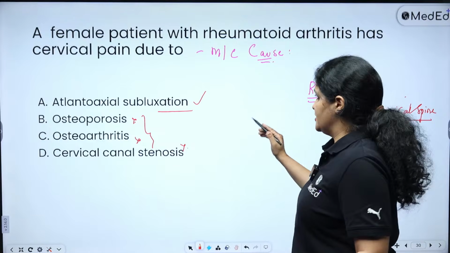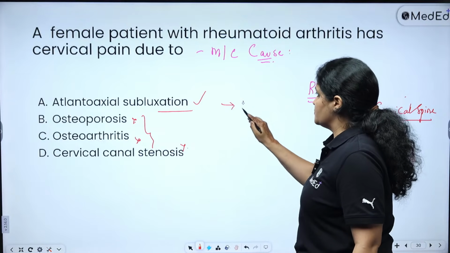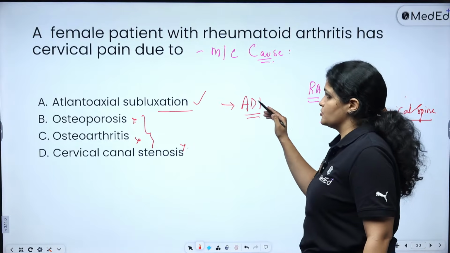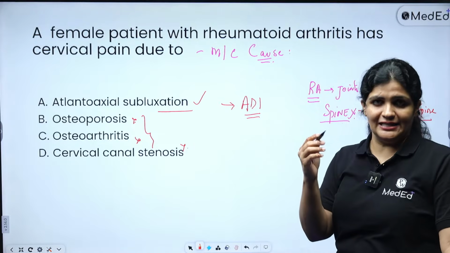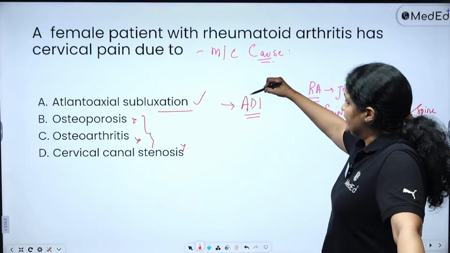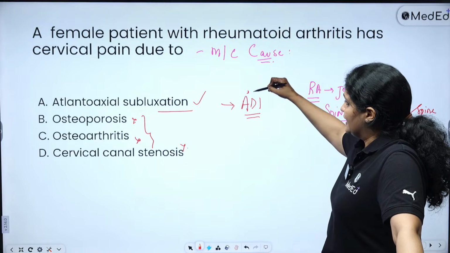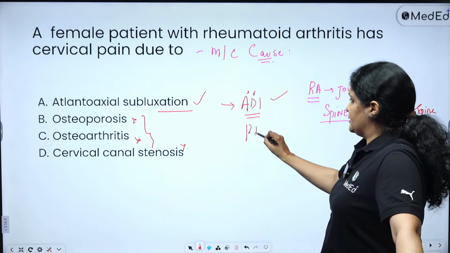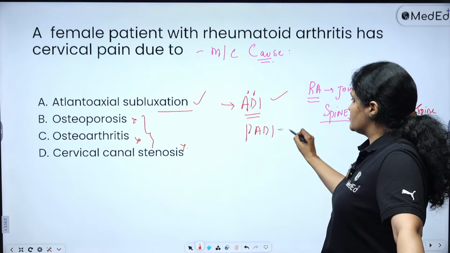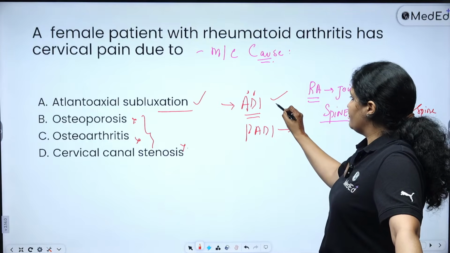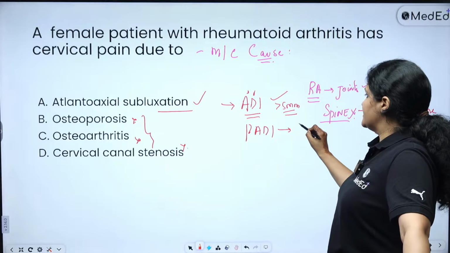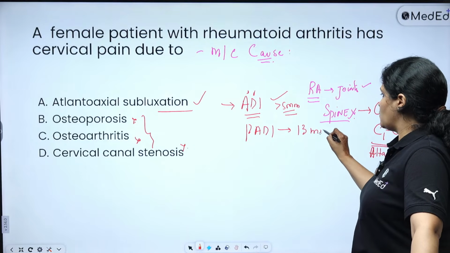You have certain parameters which you have to remember. The axis is the one which has the dens, right? So what is the interval between the atlas and the dens? That is measured anteriorly and posteriorly, so ADI and PADI both have to be seen. The anterior interval should be up to 5 mm, and the posterior one has to be at least 13 mm. This is what you remember.